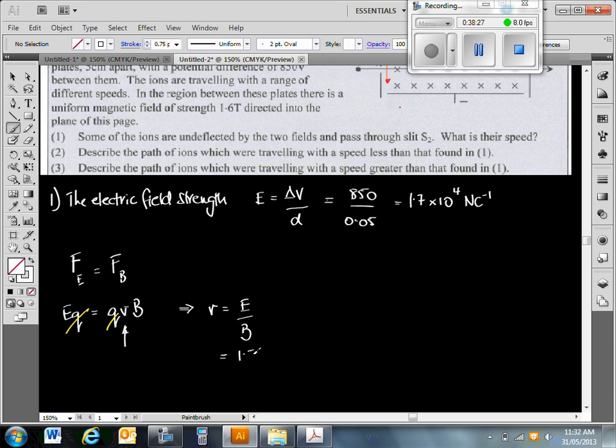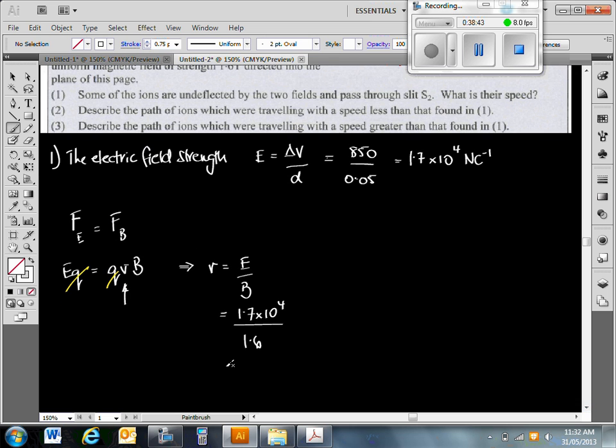E, of course, we calculated 1.7 by 10 to the 4. Is this for you guys at the front? Yeah. Okay. And B, they give us 1.6 Tesla. Tesla is the SI unit for magnetic field, and we end up with the force. Sorry, the velocity is equal to 1.06 by 10 to the power of 4 meters per second is what you should have got. What is their speed? I've said that's velocity, of course. If you wanted to say their velocity, then you'd have to give a direction. That's why they ask what is their speed.